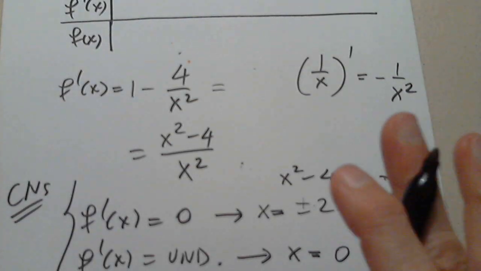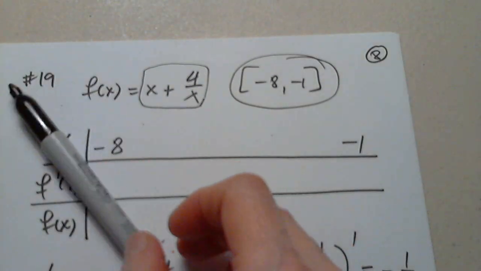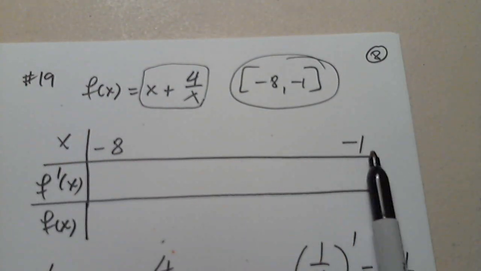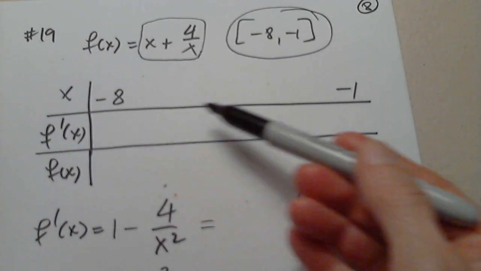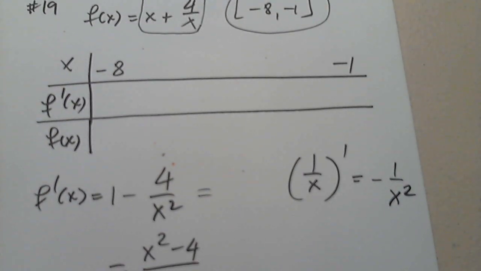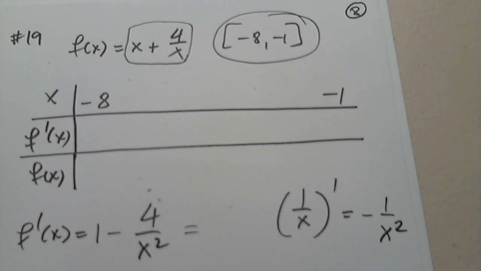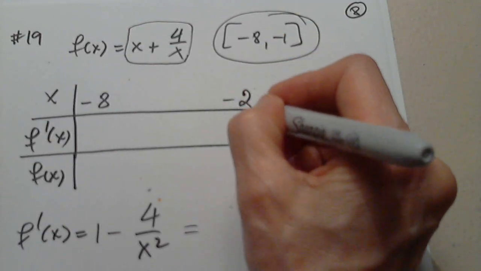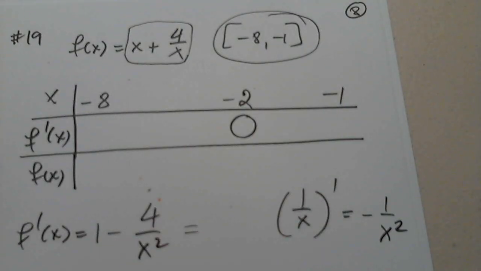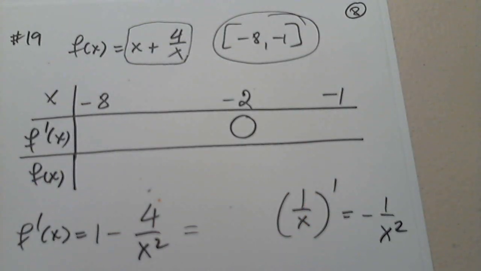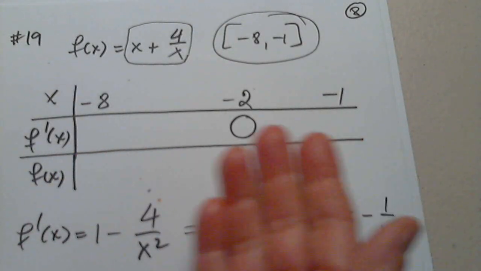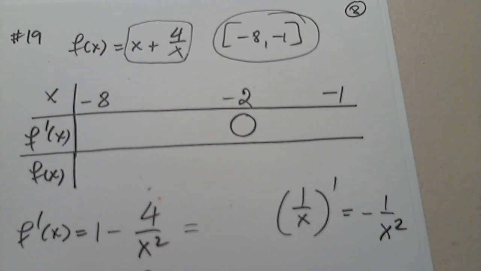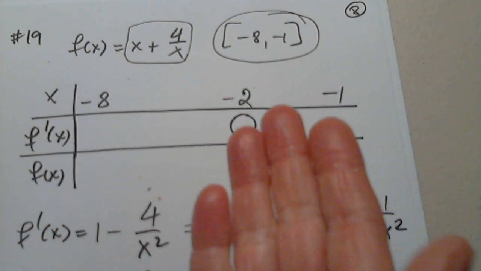Perfect. Excellent. Now we only care about -8 to -1. Nothing else. 0 does not belong here. Careful now with positive and -2. Positive 2 does not belong here, but -2 does. I cannot plug in 0. It's not in the interval. I cannot plug in 2. It's not in the interval. I can only plug in -2 because that's what I was given. I was given to study the function, find max, min, absolute max, absolute min on the given interval.